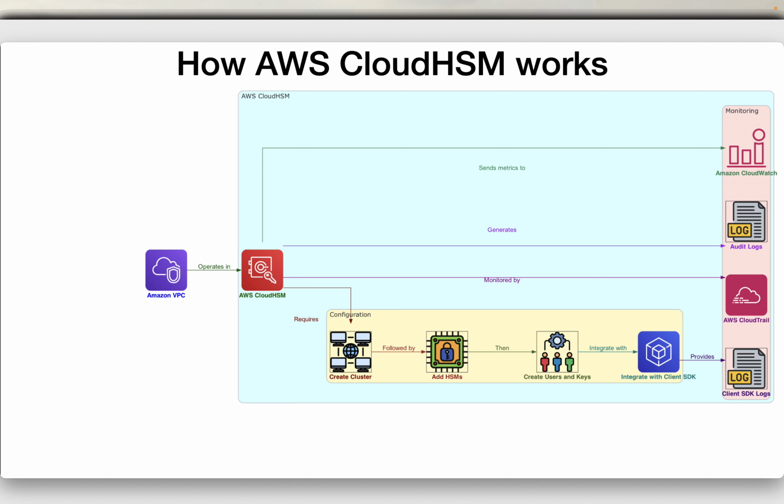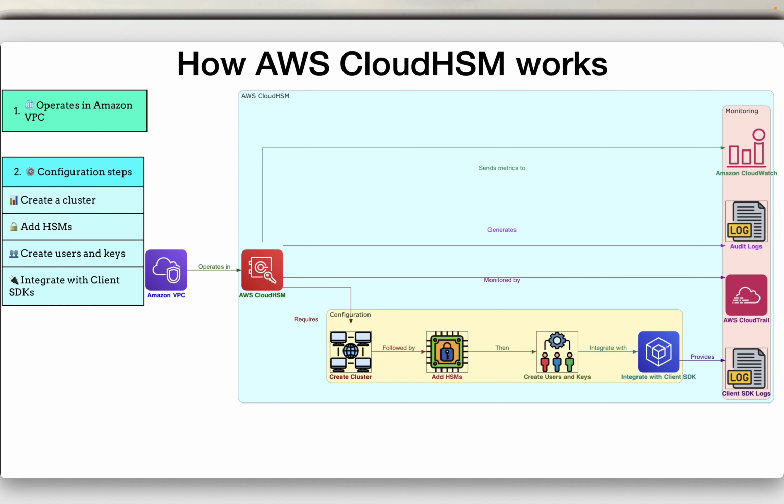So how does AWS CloudHSM work? AWS CloudHSM operates in your Amazon Virtual Private Cloud (VPC). Before you can use AWS CloudHSM, you must create a cluster, add HSMs to it, and then create users and keys, and then use client SDKs to integrate your HSMs with your applications. And once this is done, you use client SDK logs, AWS CloudTrail, audit logs, and Amazon CloudWatch to monitor AWS CloudHSM.